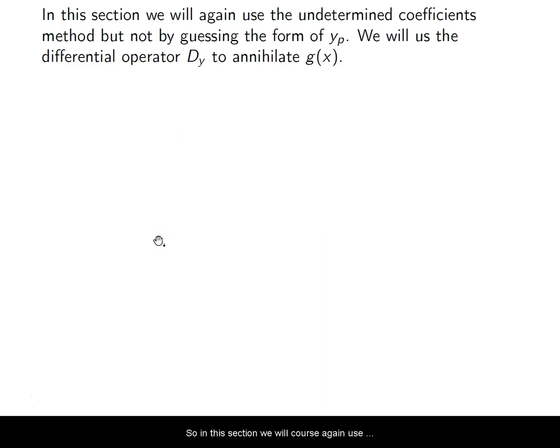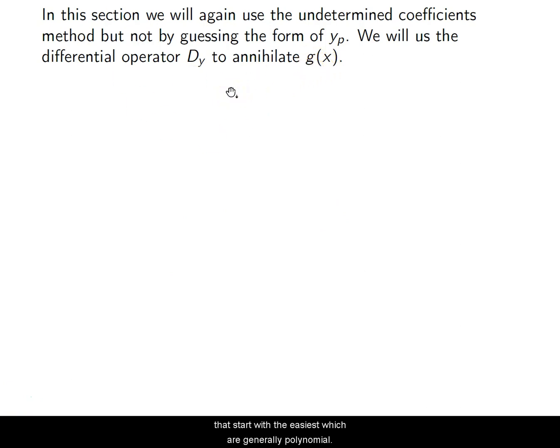Okay, so in this section, we will, of course, again use undetermined coefficients method, but not by guessing the form of our particular solution. This time what we're going to do is use the differential operator, D of y, where y is some function in x, to annihilate our g of x function. So let's see what we mean by this, to annihilate a function.